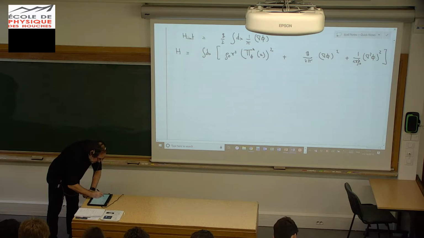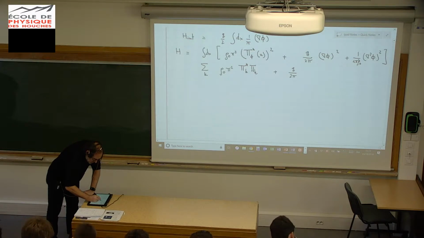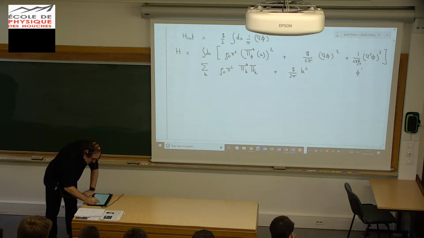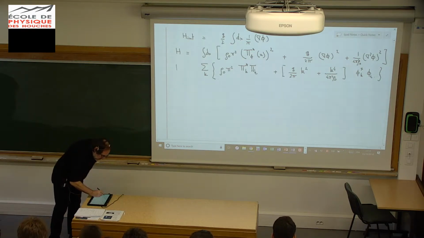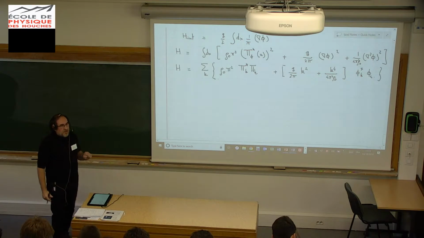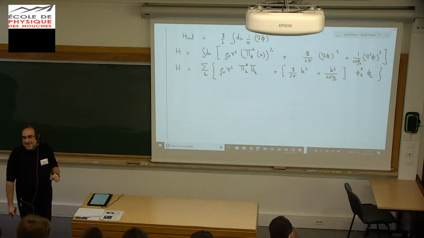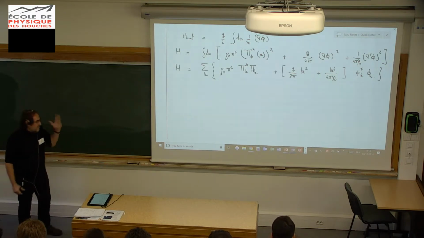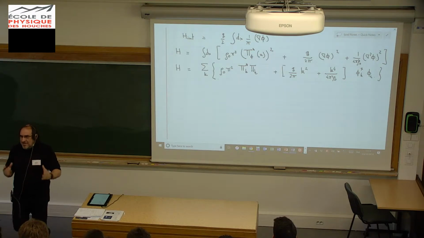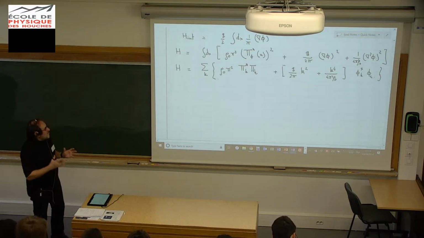And if I go to k space, this is the sum over k of rho 0 pi squared pi star k pi k plus g over 2 pi k squared phi star k phi k plus this term, which we said is k to the 4 divided by 4 pi squared rho 0. And now you see that I don't care about interactions. They just are part of a quadratic Hamiltonian. It sounds like a magic trick. This Hamiltonian that was impossible to solve, or let's say it took better than that, it took Elliott Lieb to solve it. And believe me, it's like taking a bazooka to solve a problem.